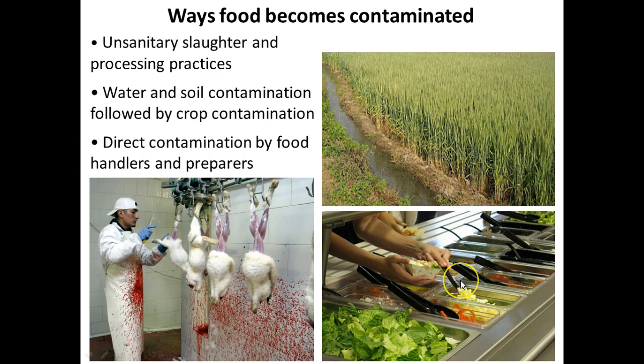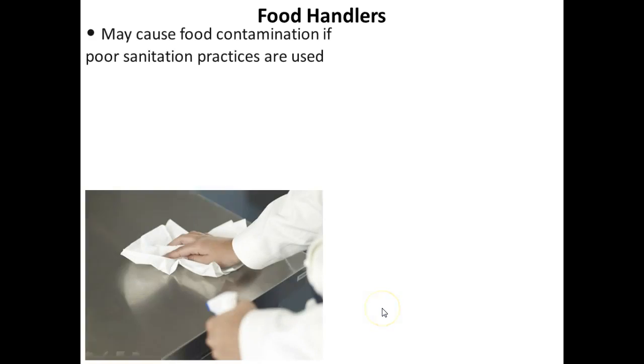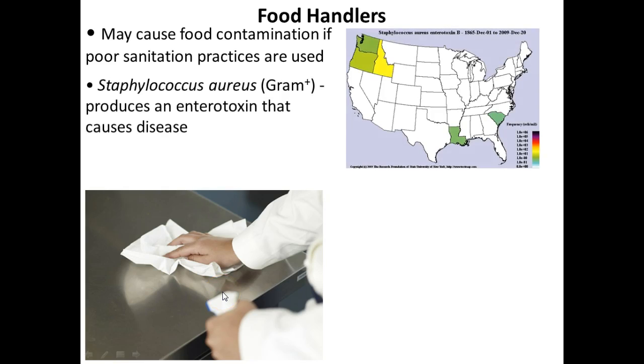Direct contamination by the people handling or preparing food, right? Food handlers with poor sanitation practices are one way that they can contaminate food, as well as ourselves. Staphylococcus aureus, which is a gram-positive bacteria, we've been learning about. Some strains can produce an enterotoxin, so this is a toxin that affects our gut.